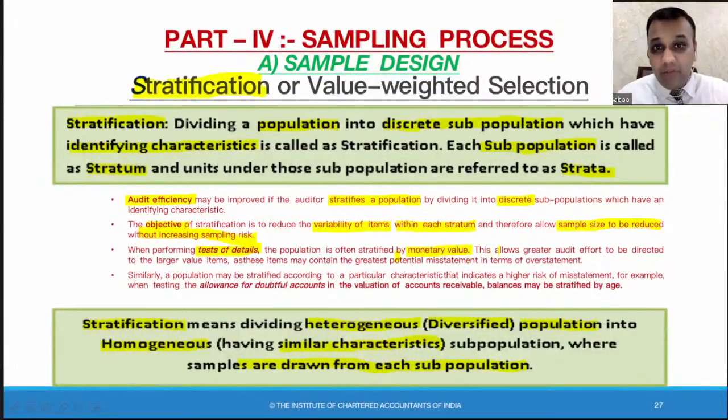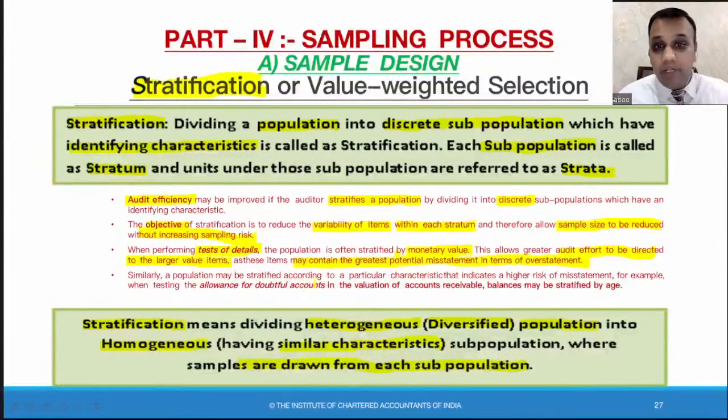So when performing test of details, the population is stratified by monetary value. Stratified means divided. This allows greater audit effort to be directed to the larger value items. Because if we are stratifying on the basis of monetary value, we'll be able to devote our attention and time towards large value items, because these items may contain the greatest potential misstatement in terms of overstatement.